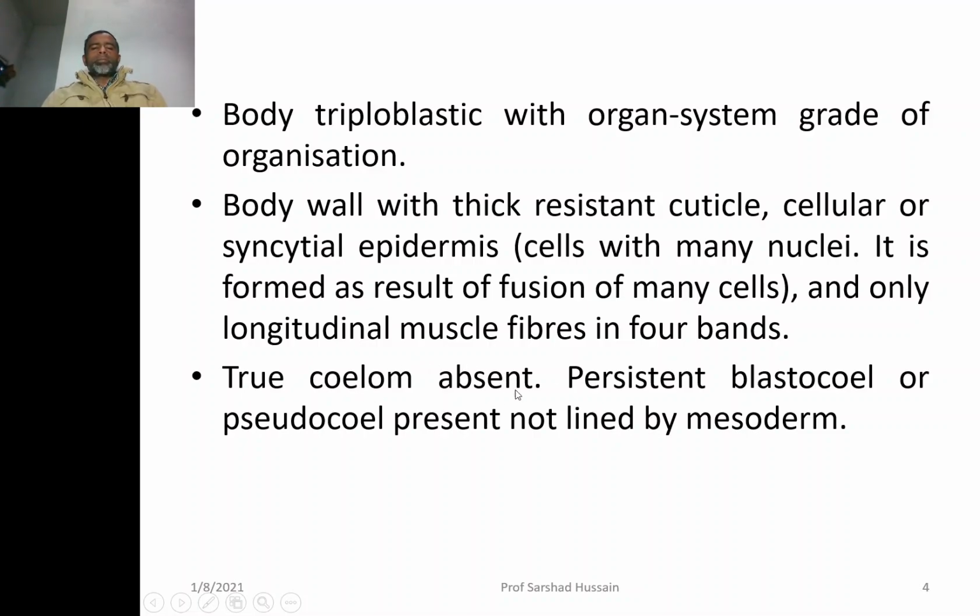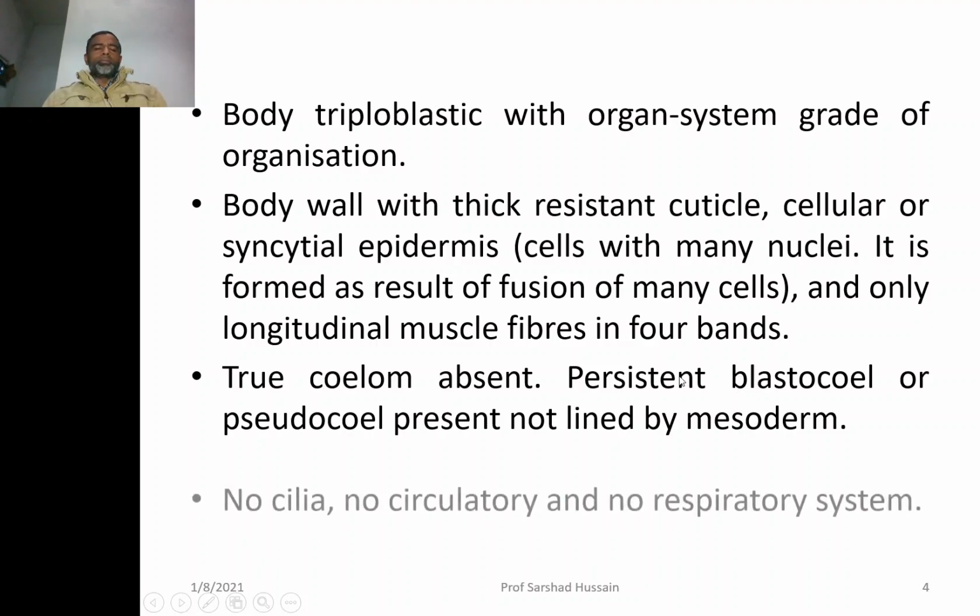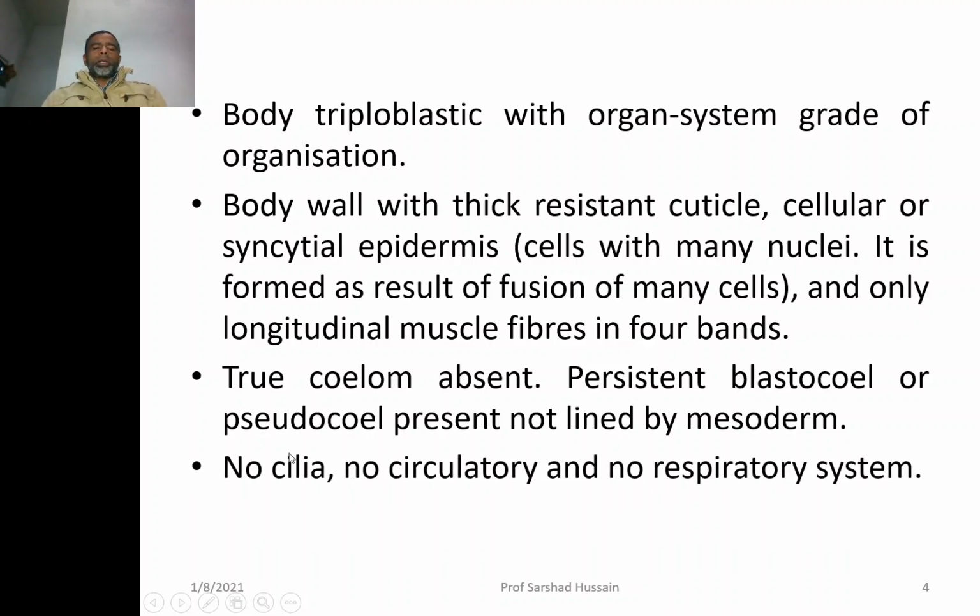What is present in their body as a false coelom is the persistent blastocoel. You might remember the embryonic development, that after morula, blastula is formed, and in the blastula there is a cavity called blastocoel. Sometimes that blastocoel persists in the adult individuals also. That may represent a form of the coelom, but that is not a true coelom, as it is not lined by the mesoderm. No cilia on the body. No circulatory system has developed yet. No respiratory system has developed yet.